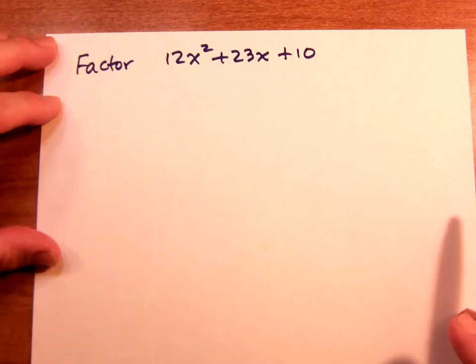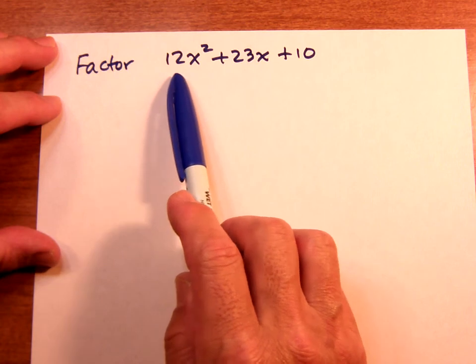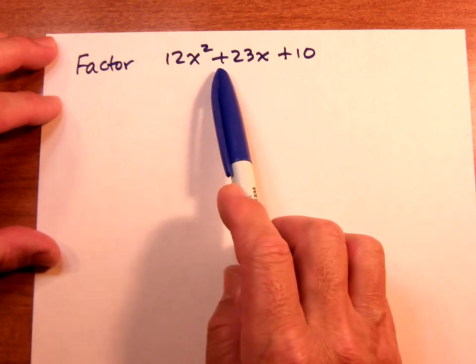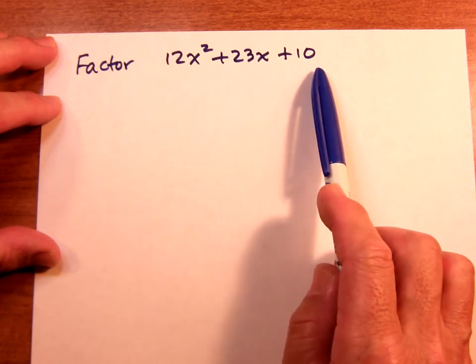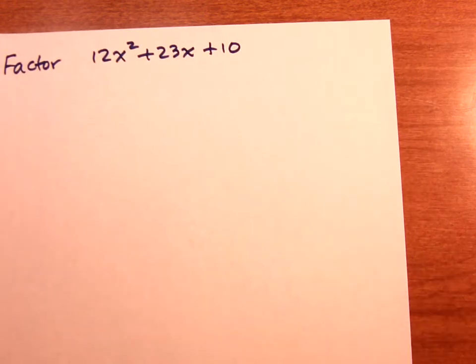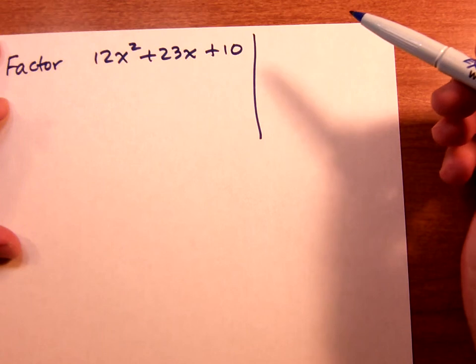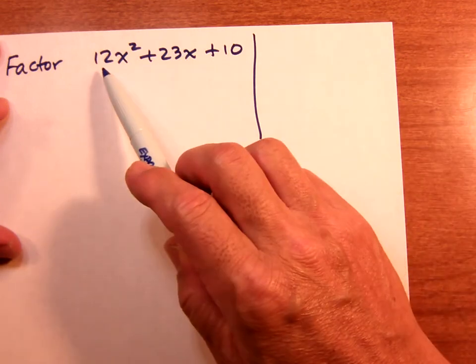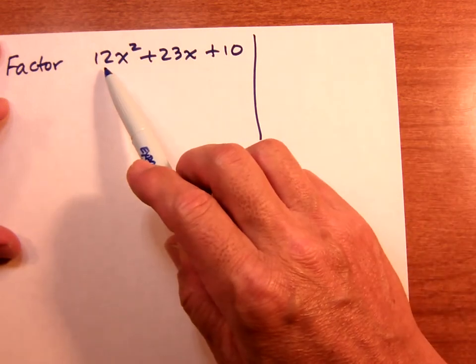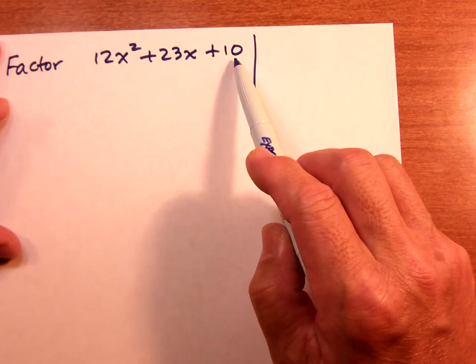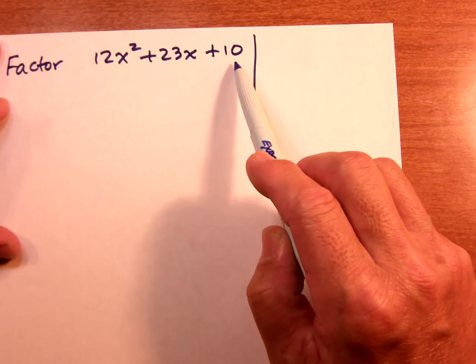Okay, here is a factoring problem. This is a factoring of the trinomial 12x squared plus 23x plus 10. The key thing about this kind of factoring is that you need to come up with the so-called factor pairs of the leading coefficient 12 and the factor pairs of the constant term 10.